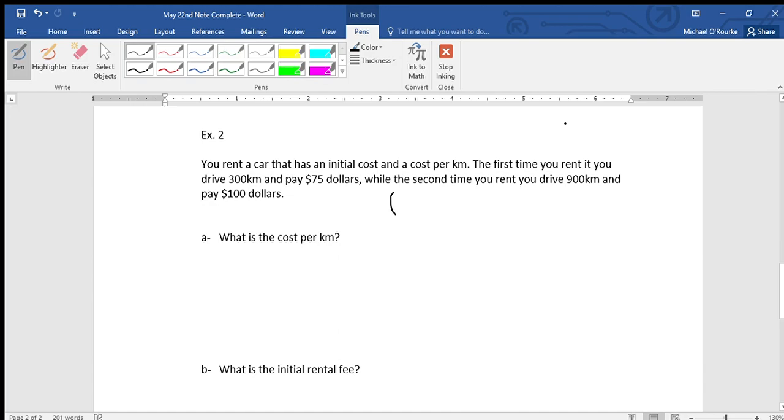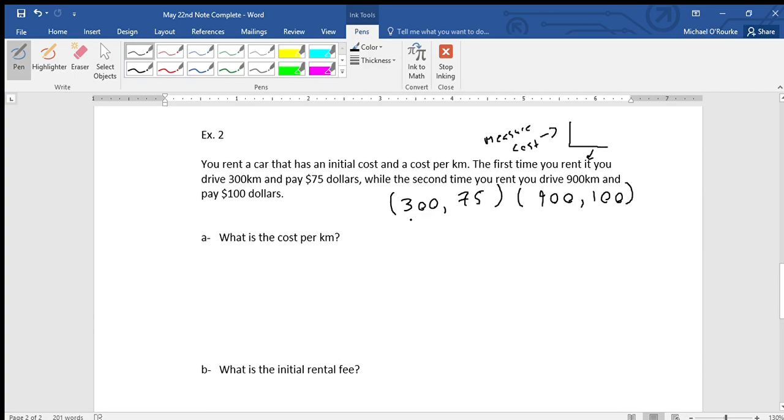And a lot of the time you think about what you're measuring on the y-axis. What are you measuring? Well, in this case, we're measuring the cost. So that's going to be my y variable, and distance would be my x variable. So 300, 75 and 900, 100. Okay. So cost per kilometer.